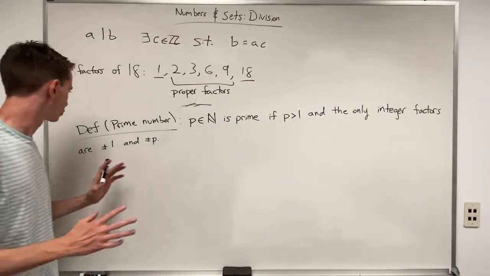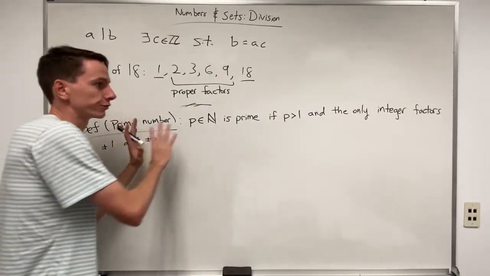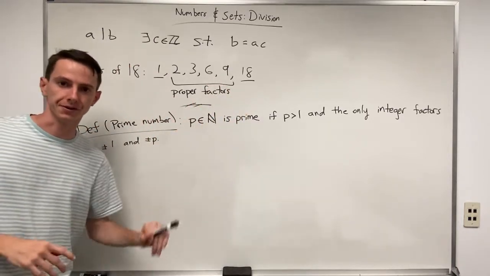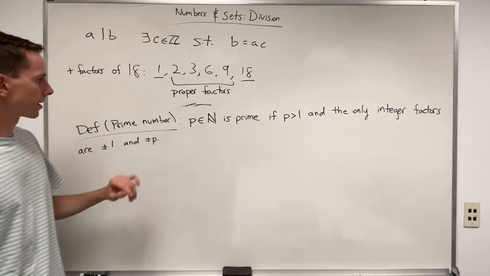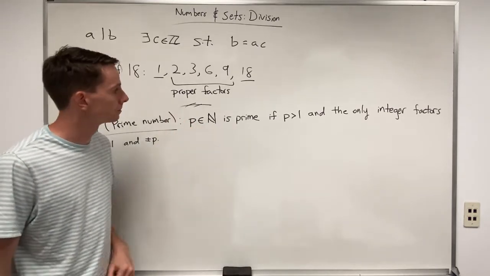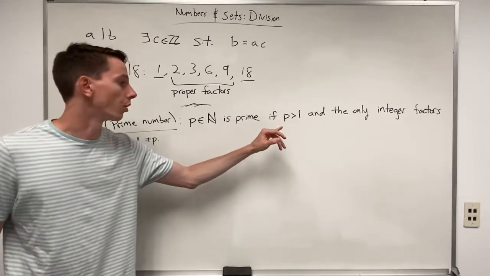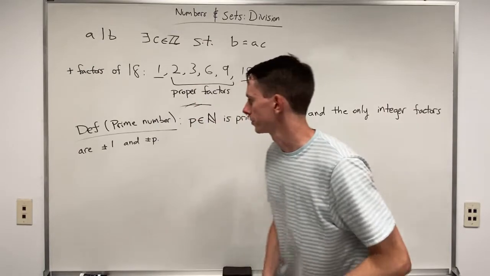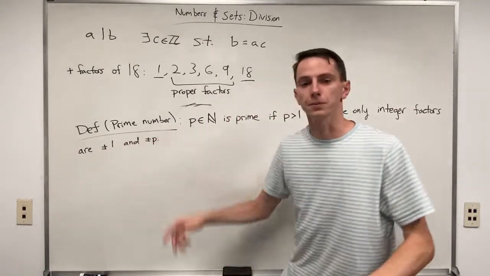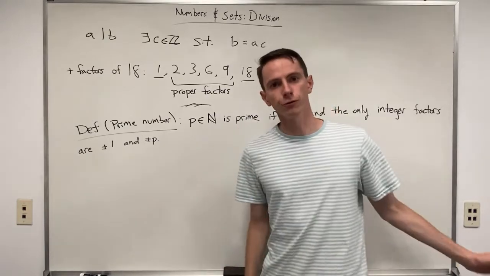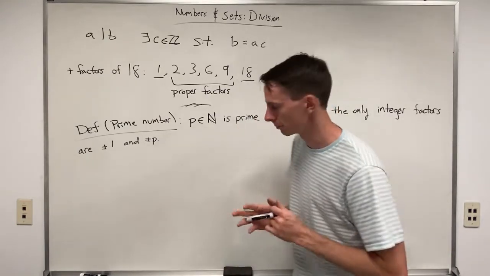All right, so we've written out the definition for what it means to be a prime number right here. Let's go through that definition together. It says that a natural number P is a prime number if P is greater than 1, and the only integer factors of P are plus or minus 1 and plus or minus P. Okay, so this is the full definition of what it means to be a prime number.